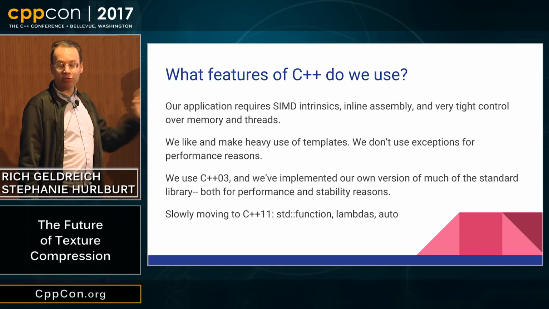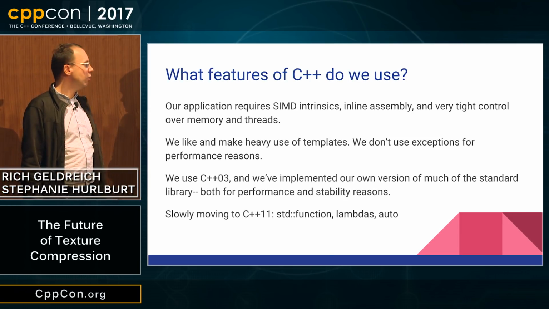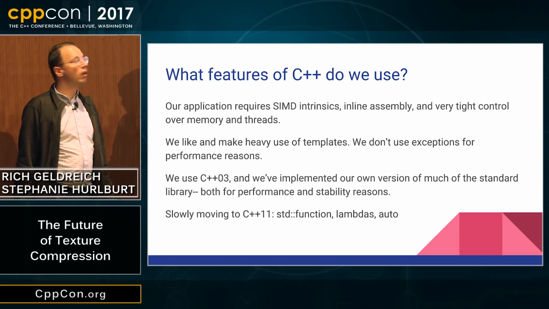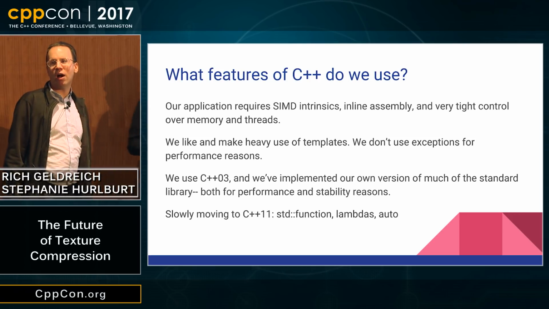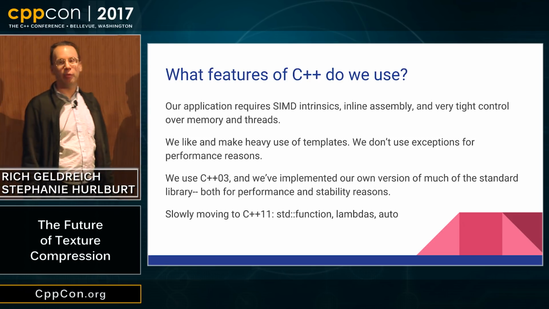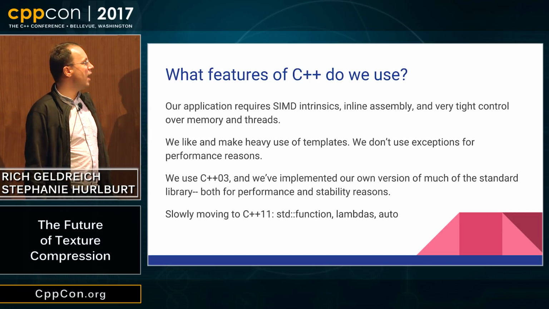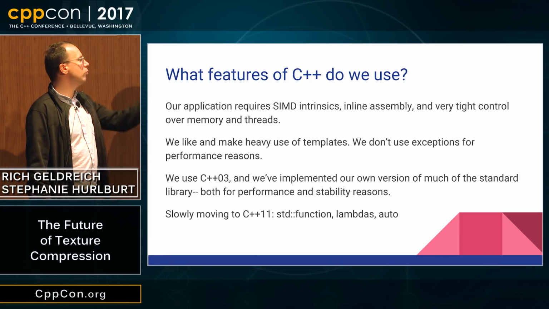So I use the compiler, I use OpenMP, and we use our own containers. There's a few things in C++11 that are interesting, but to be honest, we're working in a hard problem domain right now in terms of performance, and we're slowly transitioning to it.